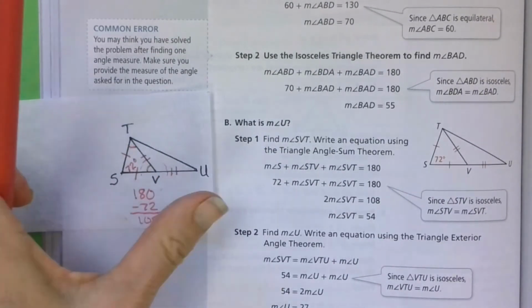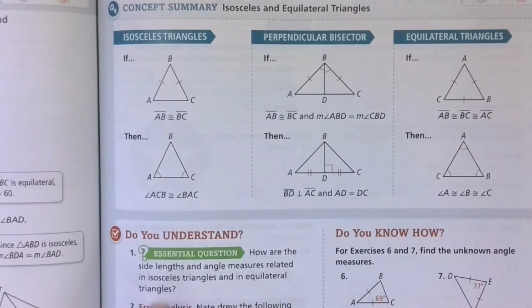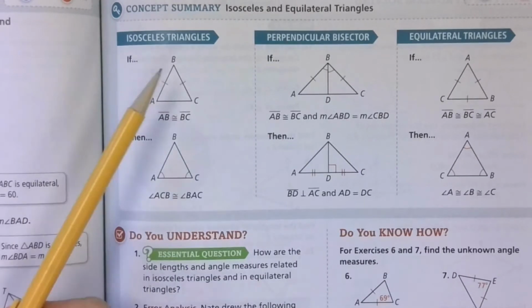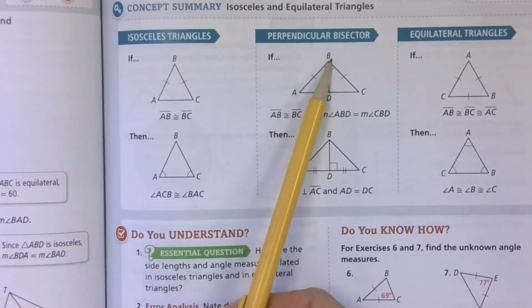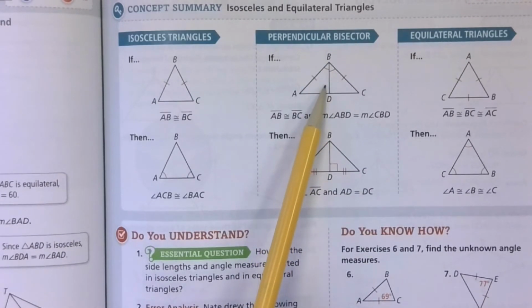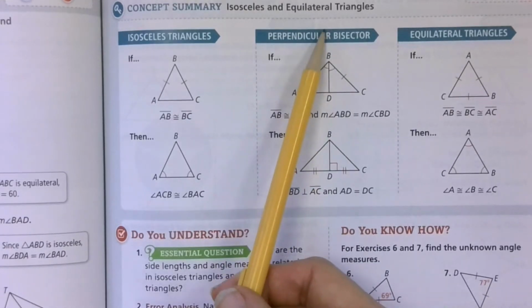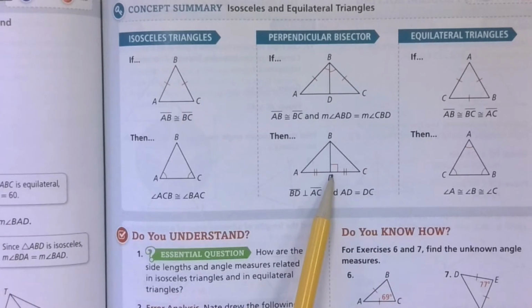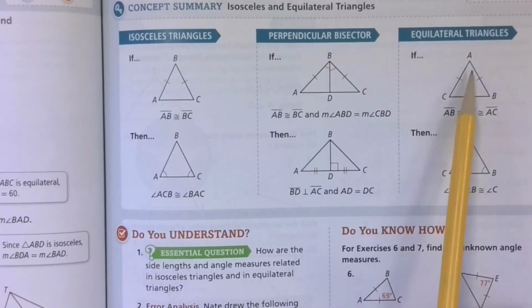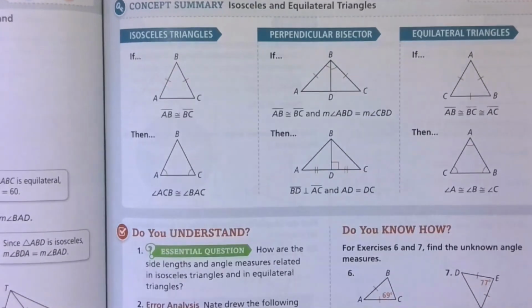They just give you a concept summary here. Isosceles triangles: if the sides are congruent, then the angles are congruent. If you bisect the vertex angle of an isosceles triangle, and it's only true for isosceles triangles, I get a perpendicular bisector down there. And equilateral triangles: if the sides are congruent, then the angles are congruent, and the reverse is also true. Okay, thank you for listening.